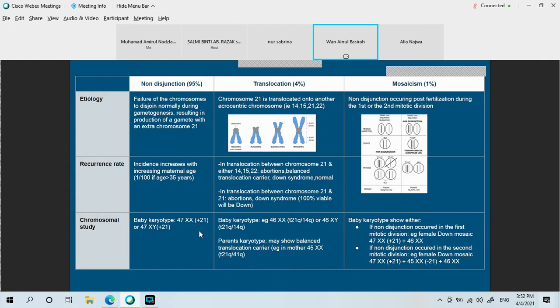For mosaicism, non-disjunction occurs post-fertilization during the first or second mitotic division. Usually the baby karyotype will be 47,XX. That is additional information if you want to look. So the most common is non-disjunction.